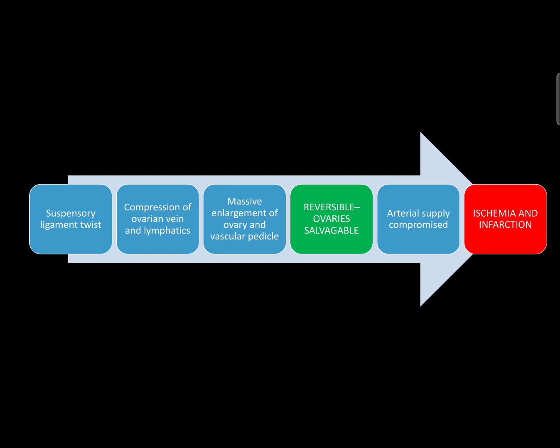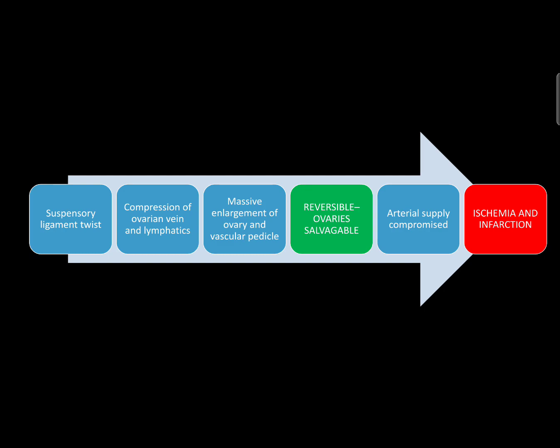At this moment, there might be some compromise in the venous blood flow and compromise of the lymphatics. However, the arterial flow remains patent. Because of this, we might see an engorged vascular pedicle and a vascular ovary. However, the ovaries are salvageable, and this is a reversible pathology at this moment.